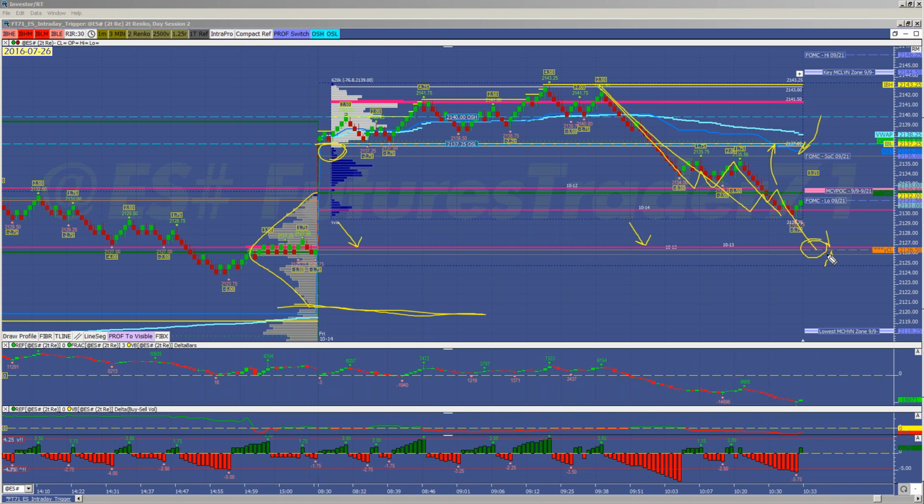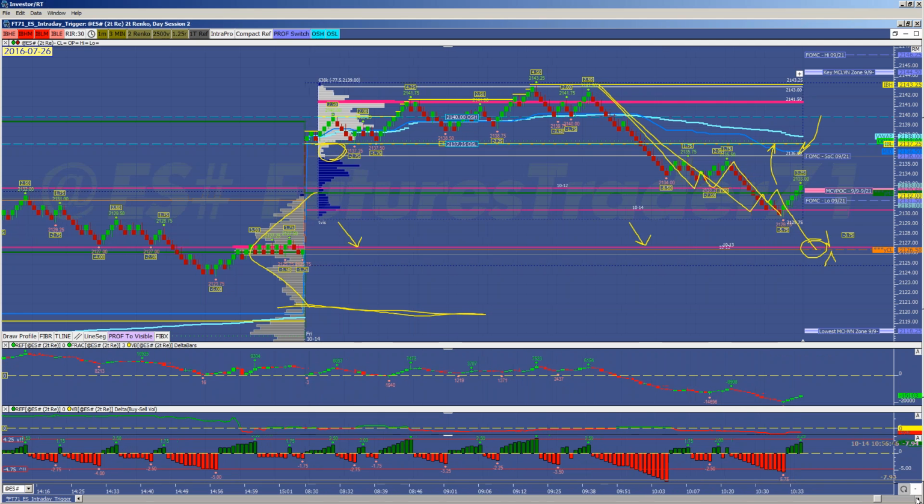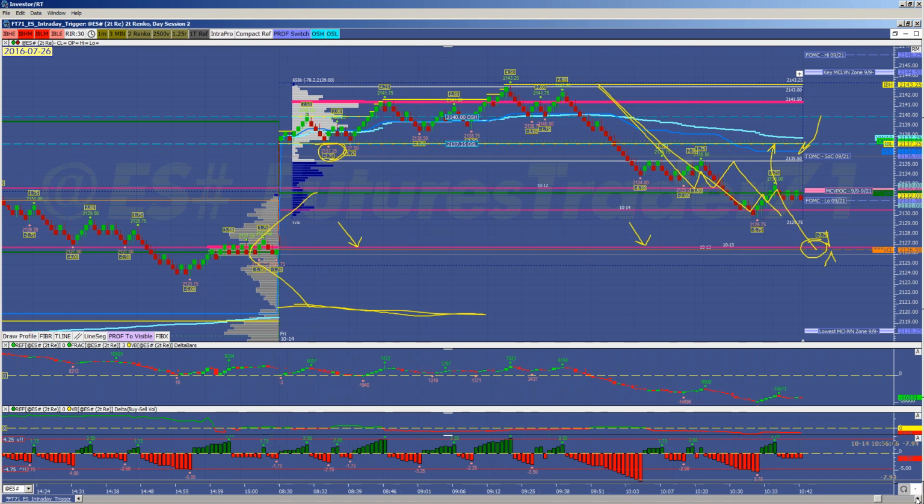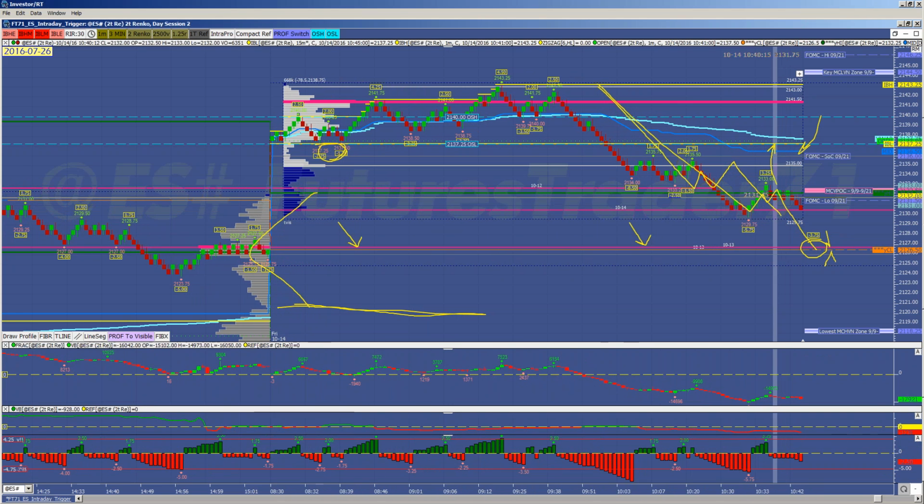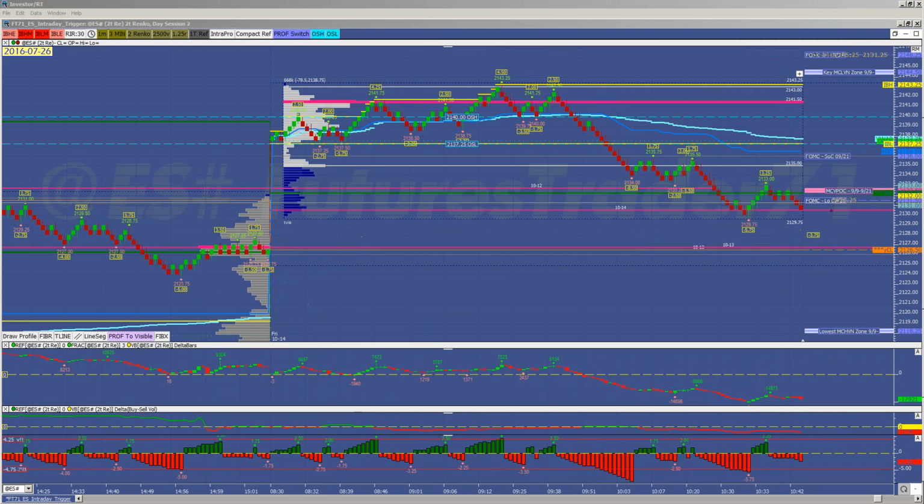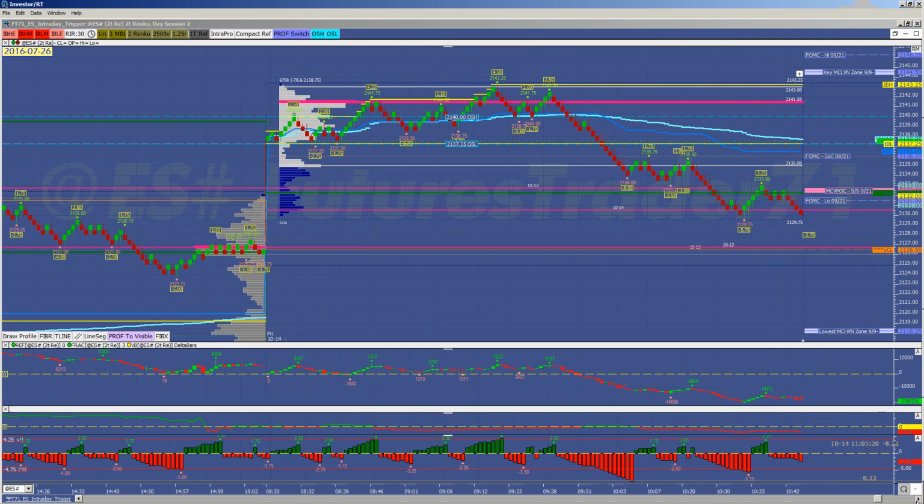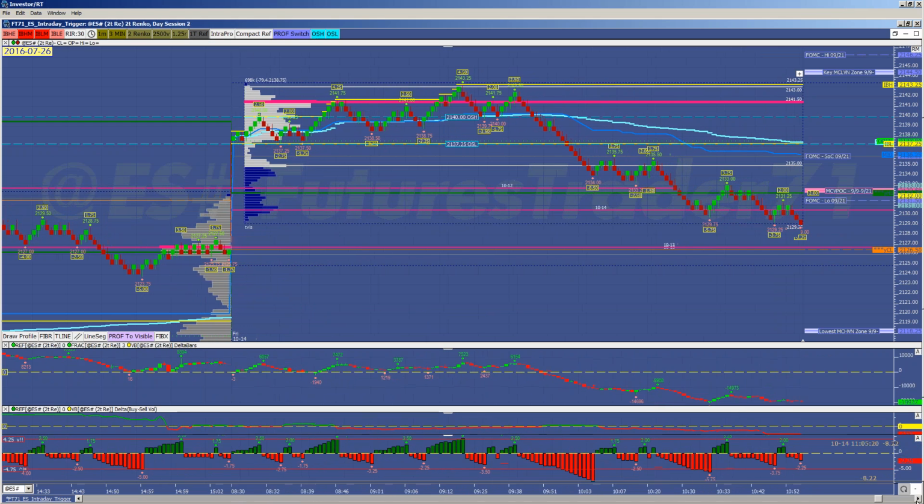So let's see what happens. I'm going to leave those scribbles on there. And so the market pulls back. There's the pullback. Consolidate right against the prior day's high. It's unable to get out of the prior day's high. This is too noisy. And it continues to push lower.